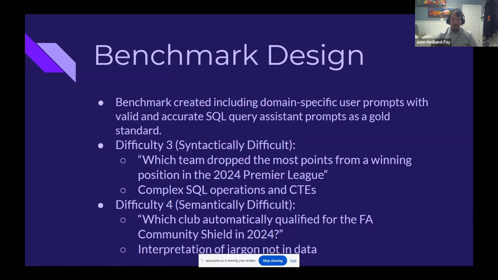Transfermarkt was chosen specifically because it provided a realistic football data environment while remaining fully publicly accessible, allowing future researchers to reproduce and extend the benchmark.